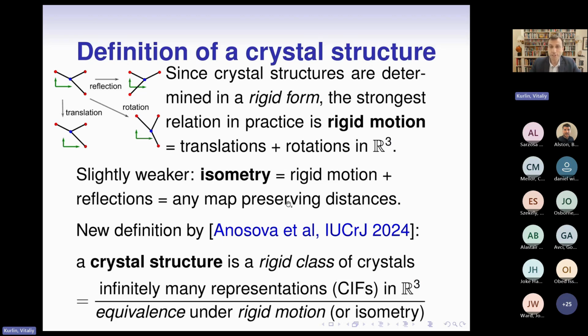So since crystal structures are determined in rigid form, this motivates a new definition of a crystal structure, not as a representation in terms of a unit cell and fractional coordinates of atoms in a fixed unit cell. So not as a traditional CIF file, but as a class of all these infinitely many representations that are equivalent to each other under rigid motion, which is the strongest equivalence in practice, or slightly weaker, if you don't worry about mirror images, slightly weaker under isometry.